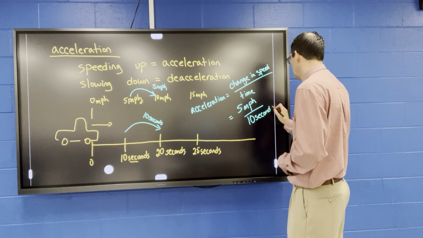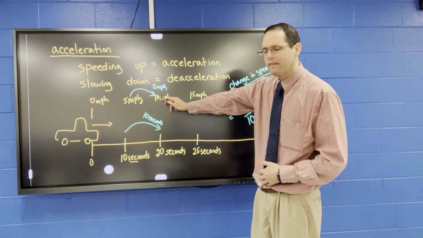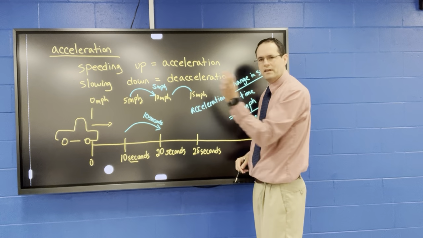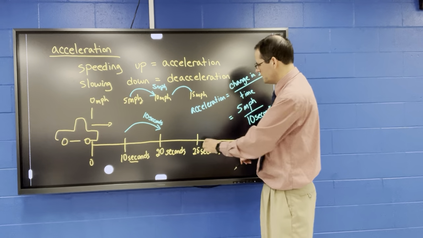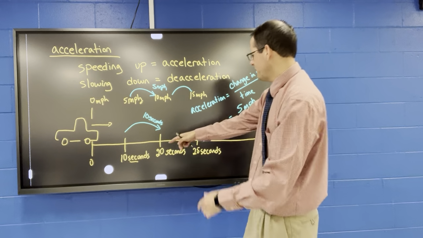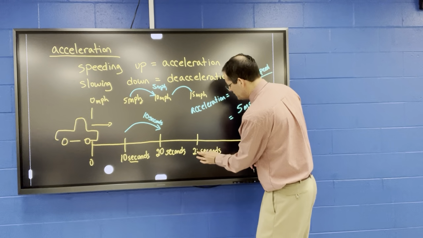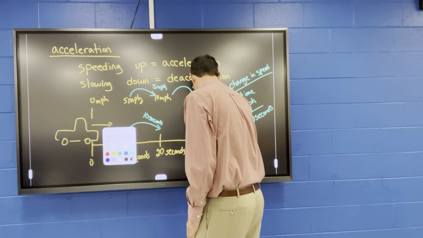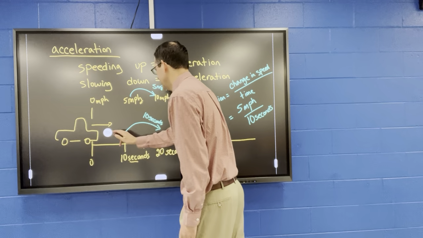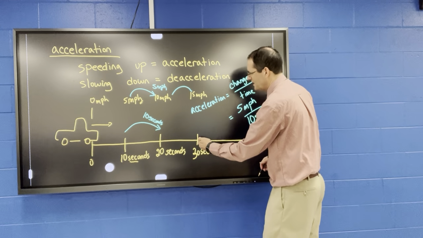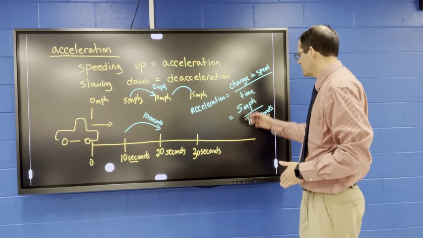We could also take this interval. Here we have 15 minus 10, so that's still a difference of 5 miles per hour, and we could do 20 minus... I messed up my graph. We'll change this to a 30. Let's fix this. All right, so 30 minus 20 is 10, so over 10 seconds, you're going faster by 5 miles per hour.